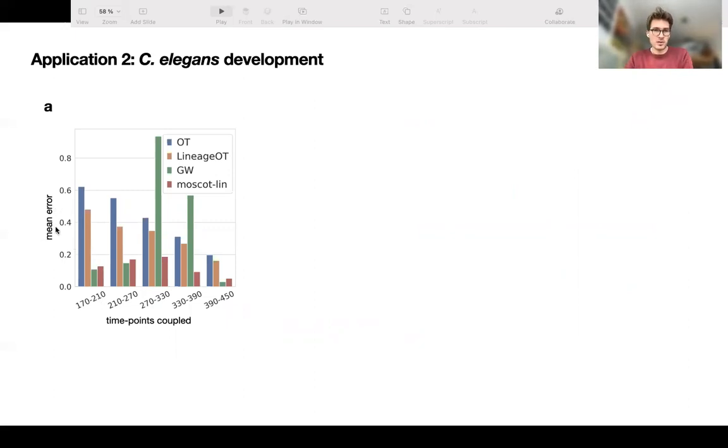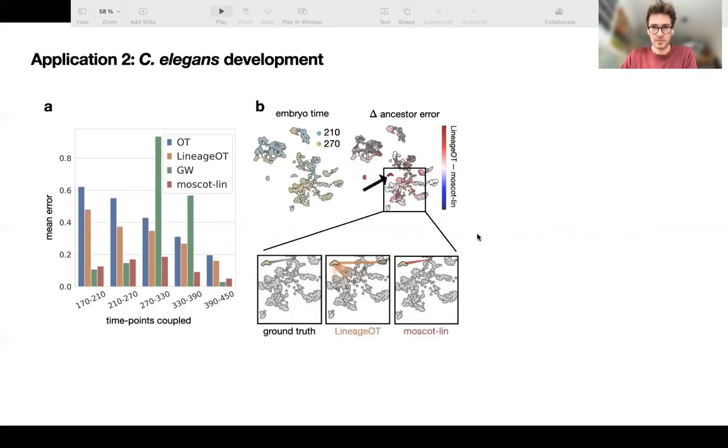And again, we always computed the mean error, and we see that moscot-lineage is either the best performing method or it's the second best performing method after Gromov-Wasserstein. But in some situations, Gromov-Wasserstein has a really high error because something went wrong in the tree reconstruction. And again, moscot-lineage is much more robust to that. And it also outcompetes the other methods here in terms of this error metric, optimal transport and LineageOT.